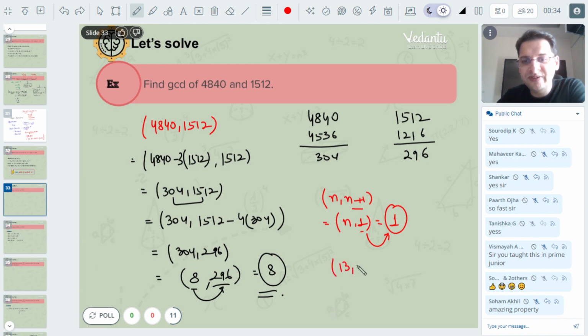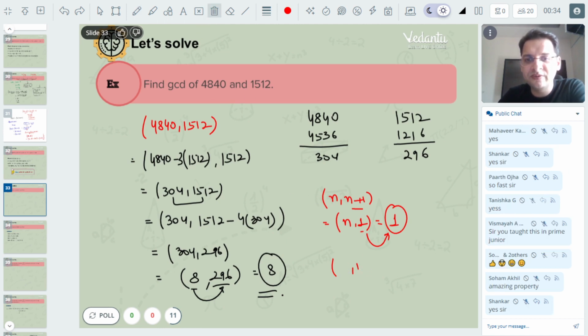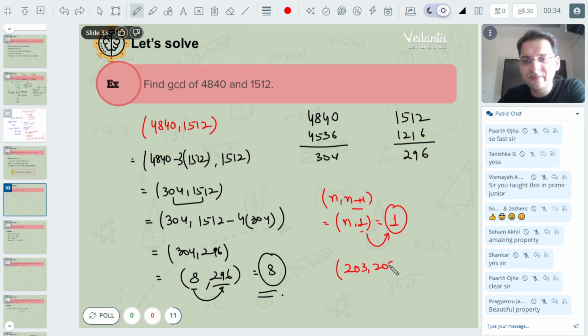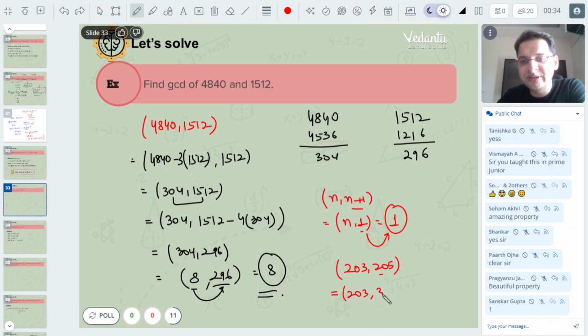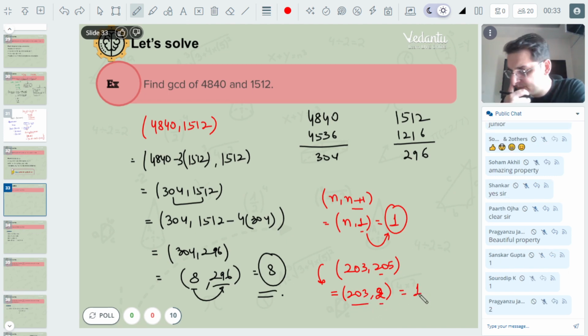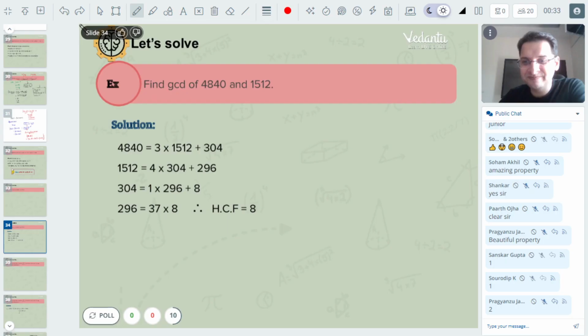GCD of 13 and 15, or for that matter GCD of 203 and 205. So small number as it is, bigger minus smaller is going to be 2. So their GCD is same as GCD of 203 and 2. This is odd, this is even, so GCD is going to be 1. Again, it is not going to be 2. This is odd, no? This is even. So GCD is going to be 1. Is it clear, everyone?